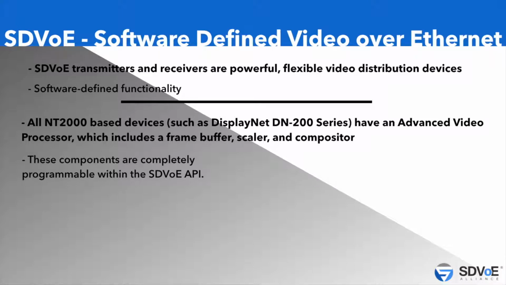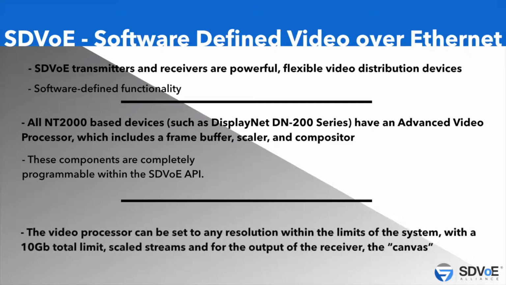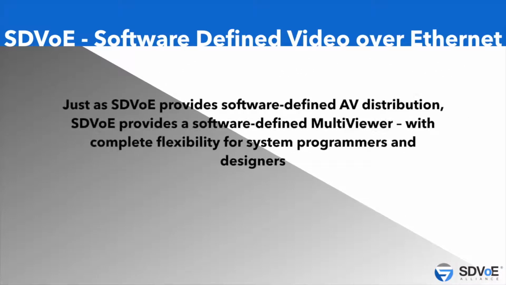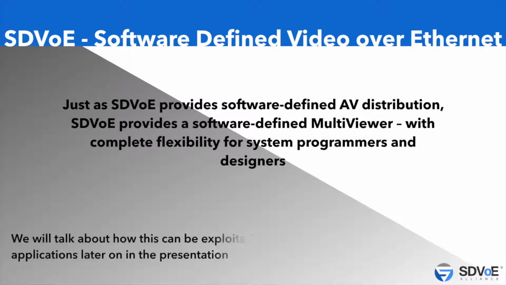These components are completely programmable within the SDVoE API, and we can set the video processor to any resolution within the limits of the system, which is 10 gigabits and HDMI standard support resolutions, for scaled streams and for the output of the receiver, which is the canvas. We can talk a little bit about custom resolutions and how you can exploit that for very customized applications a little bit later on in the presentation. So just as SDVoE provides software-defined AV distribution, SDVoE also provides a software-defined MultiViewer with complete flexibility for system programmers and designers, and that is by leveraging that advanced video processor.